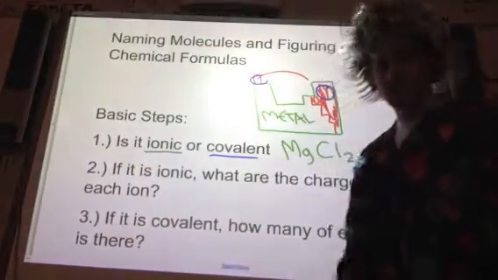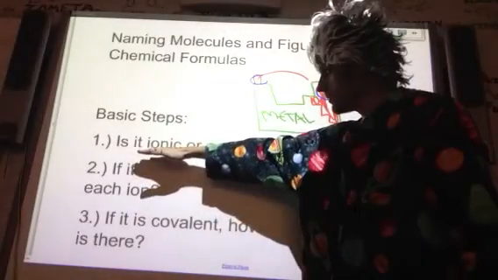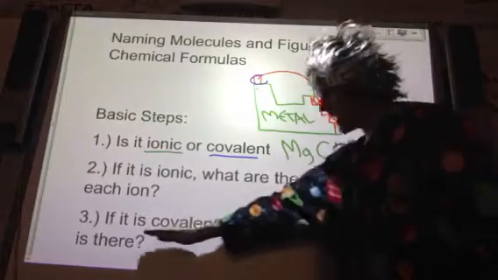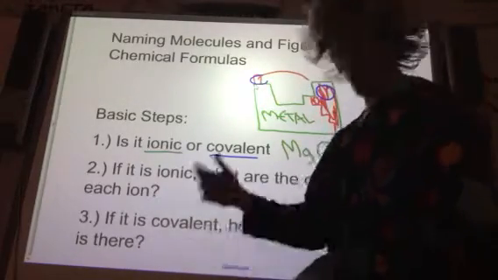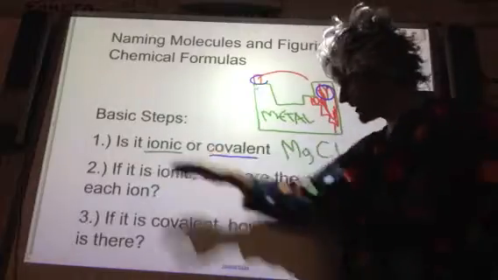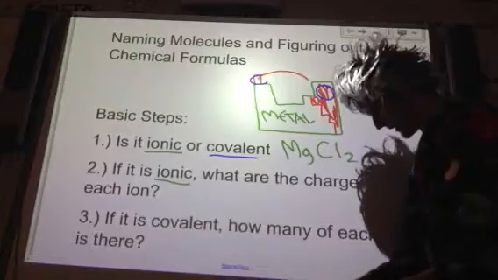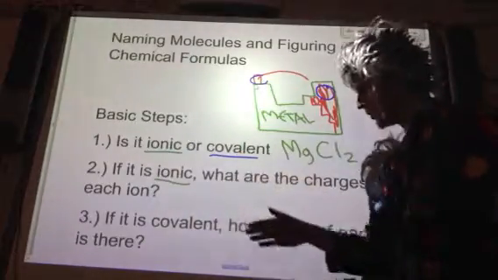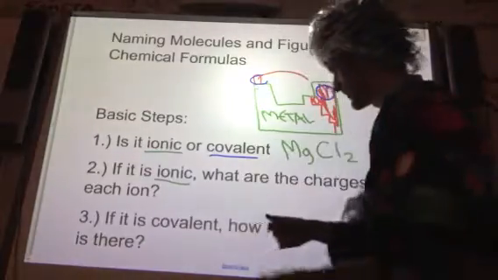Really, there's only three basic steps, and you only have to do two. Step one: is it ionic or covalent? If it's ionic, you do step two. If it's covalent, do step three. Then you're done. Ta-da! All right, so let's do step two, since we already identified it as ionic. So, ionic, step two, here we go. Get on your seatbelts. Safety first, all right.